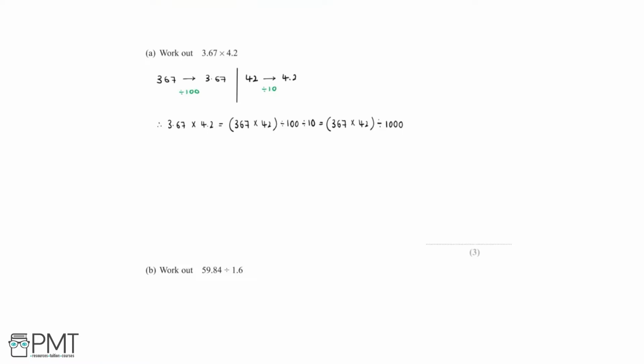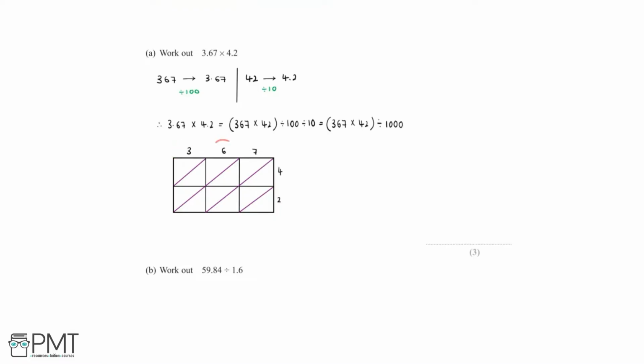Now let's work out 367 multiplied by 42. And we're going to use the lattice method, which is a method of multiplication. And it's okay if you've never come across this method before, because we're going to go through it now. You can see that we've split 367 into 3 digits. We have 3, 6, and 7. And we've done the same with 42. Now we need to multiply the numbers together.